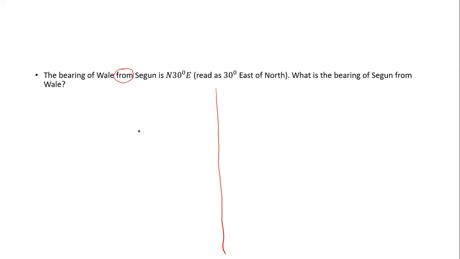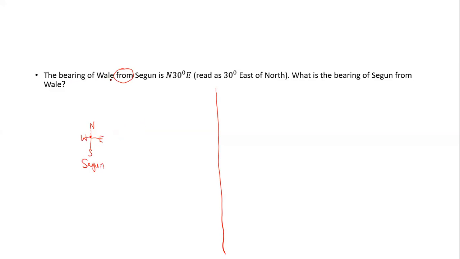Look at this now. The bearing of Wale from Segun is 30 degrees east of north. So it means our reference point is Segun. We assume that you know where Segun is. So let's assume that Segun is at this particular place. At that place where you have Segun, draw your 4 cardinal points. This is the north, this is the south, this is the west, and this is the east. So this is where we have Segun.